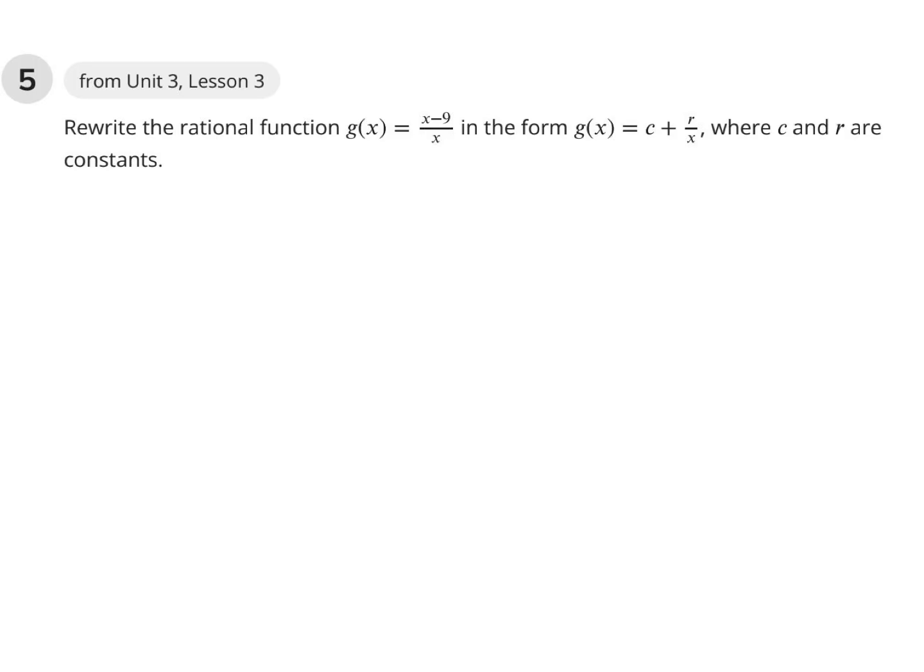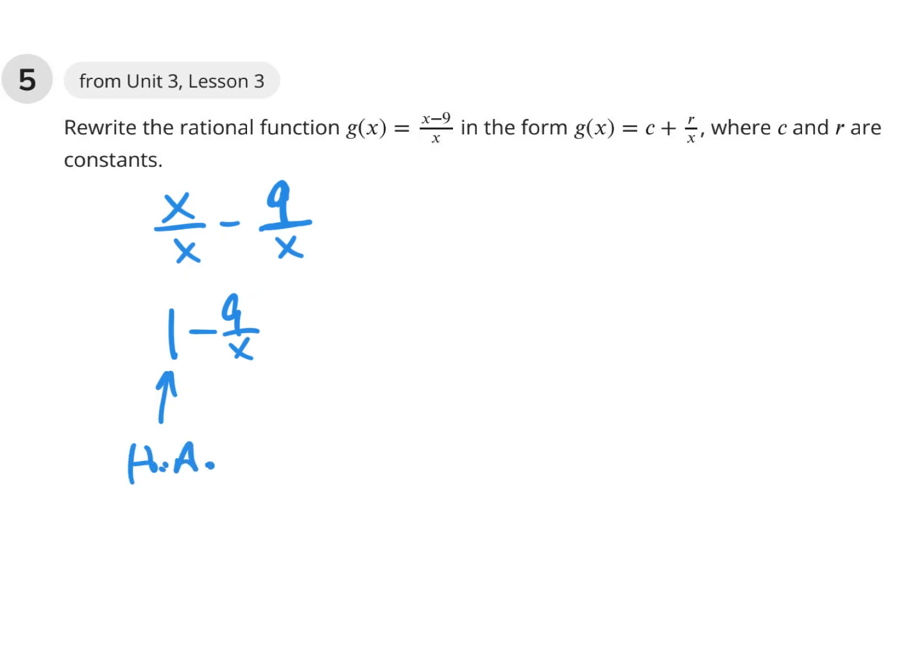Okay, rewrite the rational function g of x in the form of c plus r over x. So what do we do? There's two ways to solve this problem. The first way, you could just separate the fraction. With the same denominator, if there's an expression in the top, you can separate it. x divided by x is 1, which means 1 is our horizontal asymptote. This is how we find our horizontal asymptote.